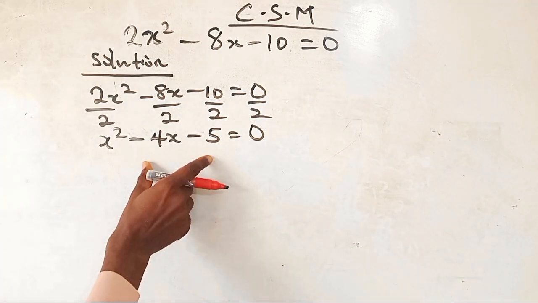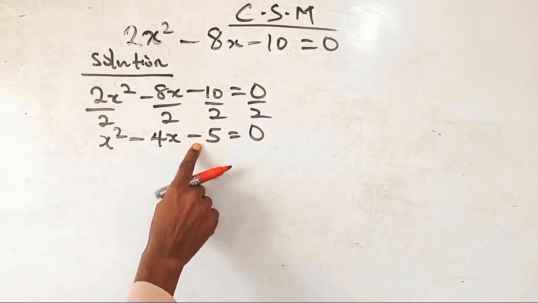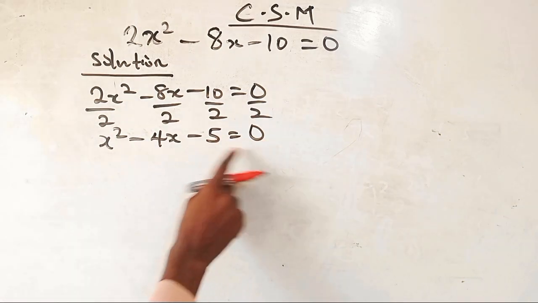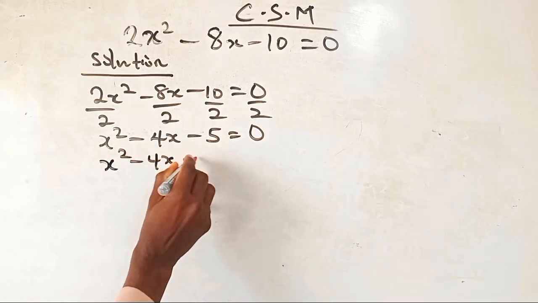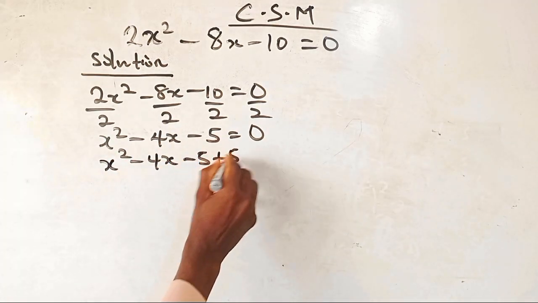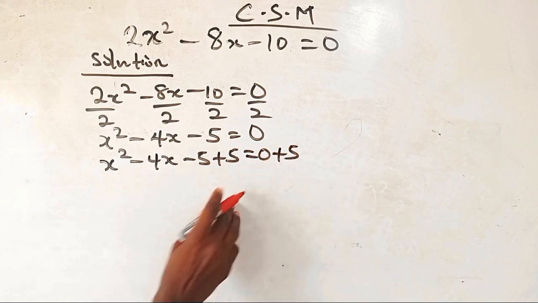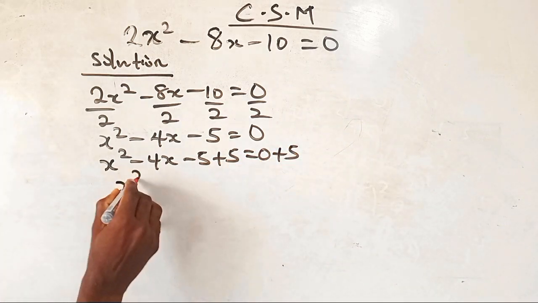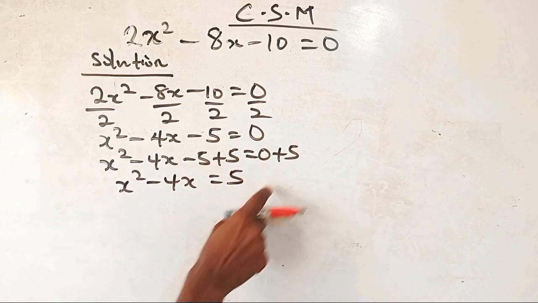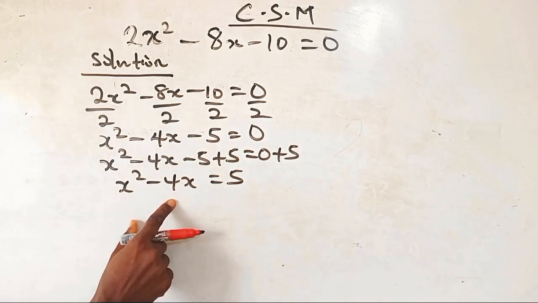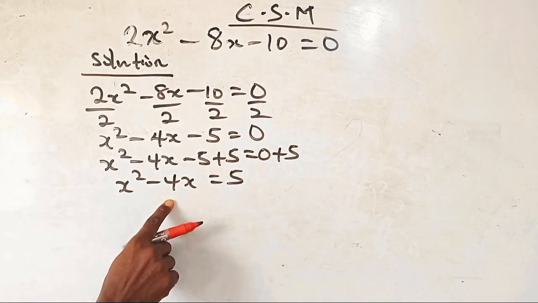From here, for this minus 5, we add 5 to both sides of the equation. So we have x squared minus 4x minus 5 plus 5 equals 0 plus 5. Here we have x squared minus 4x equals 5. From here, we make this a perfect square trinomial. So how do we do that?